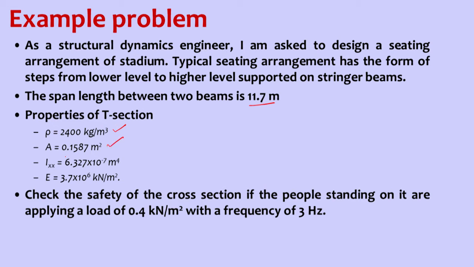Area of cross section is 0.1587 meters square. Moment of inertia about its x axis is 6.327 into 10 to the power of 7 meter power 4, and modulus of elasticity is 3.7 into 10 to the power of 6 kilonewton per meter square. Using these properties, we need to find the maximum deflection. Check the safety of the cross section if the people standing on it are applying a load of 0.4 kilonewton per meter square with a frequency of 3 hertz.